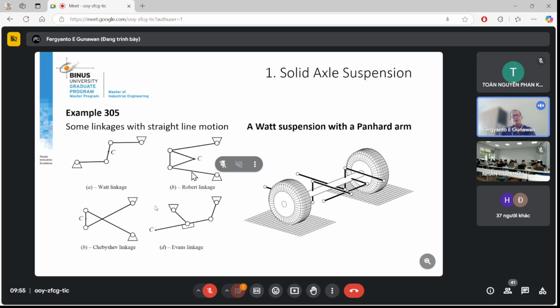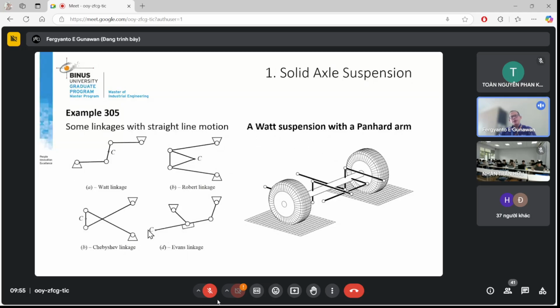The other design is shown here. It is a Roberts linkage. It is designed with the same purpose, just to allow the C point to move in this vertical direction, but not in this longitudinal direction. The other also shown down here is called a Chebyshev linkage and Evans linkage. Again, it is designed such that the C point only moves in the vertical directions. So a complete suspension system is shown here.